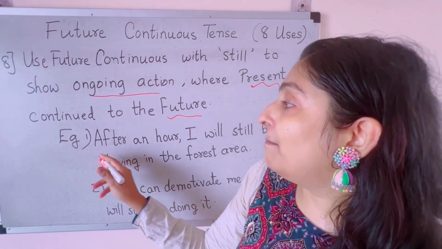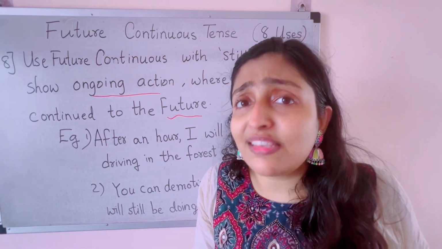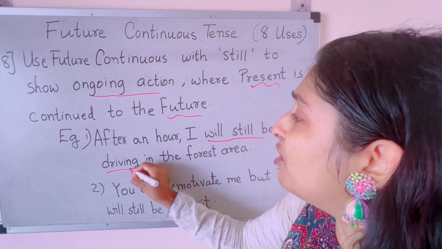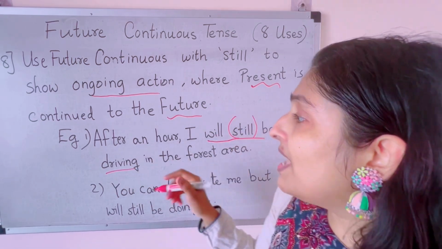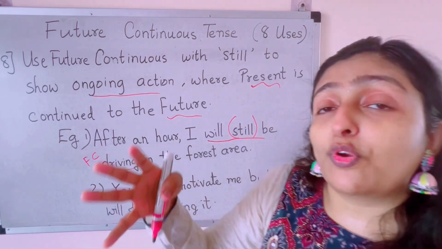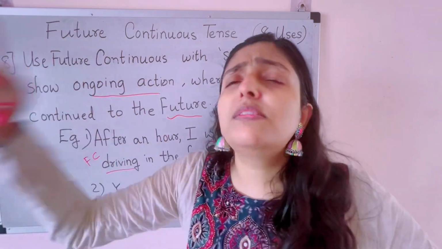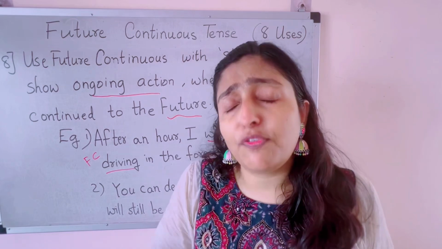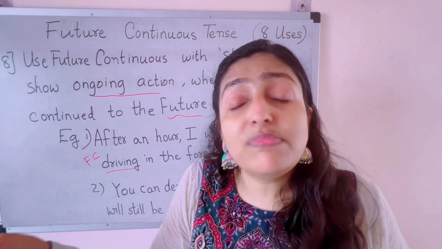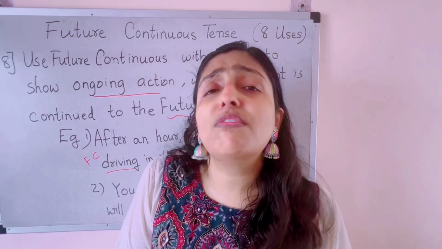Example 1. After an hour, which means right now I am somewhere else in the present. I will still be driving in the forest area. Still is an adverb. Will be driving is in future continuous tense. So right now I am somewhere else. After 1 hour, I will still be driving in the prohibited forest area only. I am nowhere near the destination. I am still not out of the forest area. Still I am driving in the forest area only.